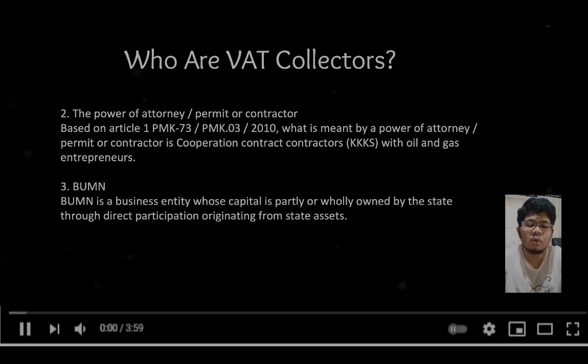So the third is BUMN. BUMN is a business entity whose capital is partly or wholly owned by the state through direct participation originating from state assets. BUMN consists of two types, namely the company where at least 51% of its shares belong to the government, and payroll, where all capital is owned by the government.